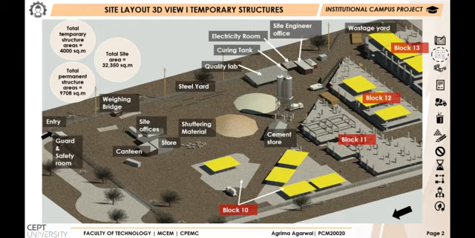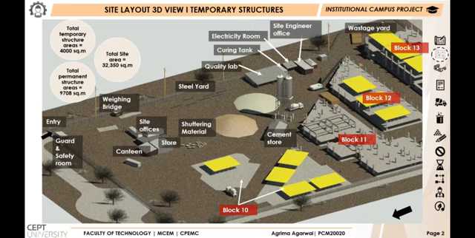This is a 3D view of a site layout prepared in the Revit software. The temporary structure area is 4,000 square meters. The permanent structure area is a total of 9,708 square meters. Total site area is 32,350 square meters. The permanent structures having 4 blocks and various temporary structures zoning can be seen in this.